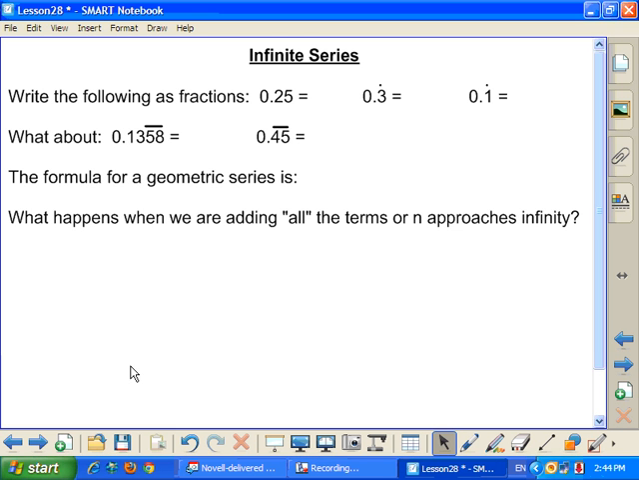All right, a couple of cool applications with limits that go to infinity. We're looking at infinite series. So just as a quick warm-up here, write the following as fractions.